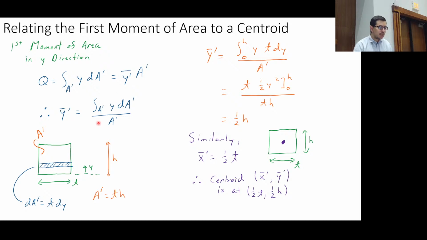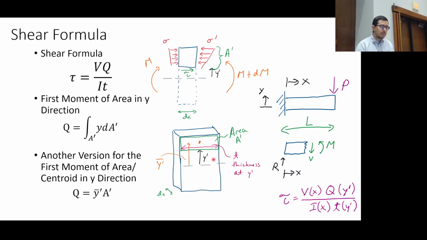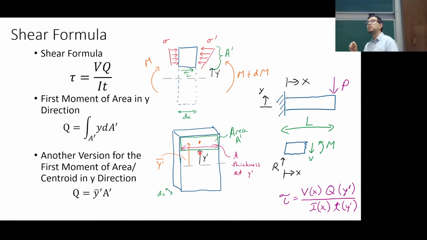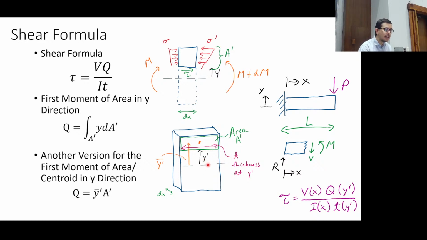The y prime, if we go back to it, is the distance to the bottom of this area, and that is the location where we're interested in calculating the transverse shear stress. So we're assuming it's the same across this length, and we're calculating it at y prime. Y bar prime is what we actually use to calculate the transverse shear stress. Did that help at all?